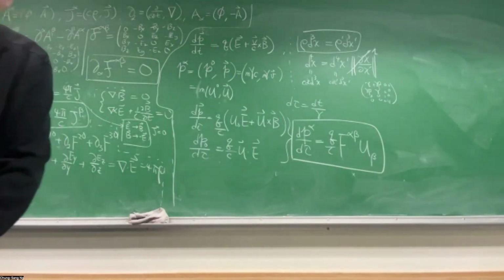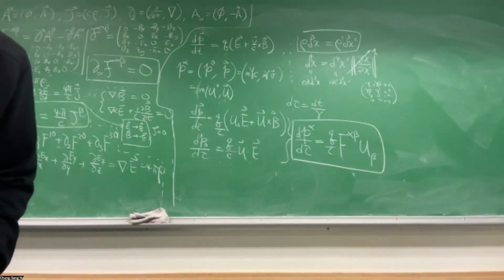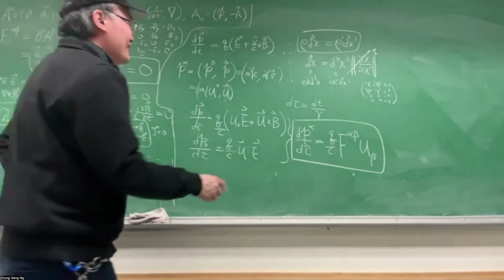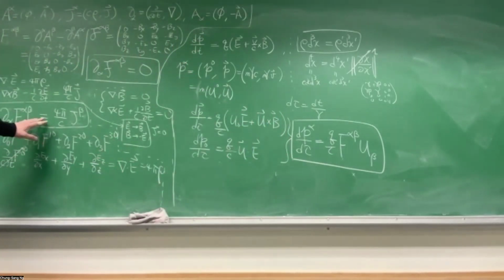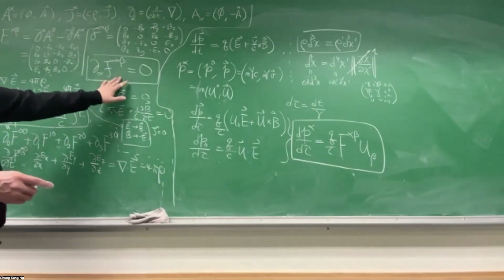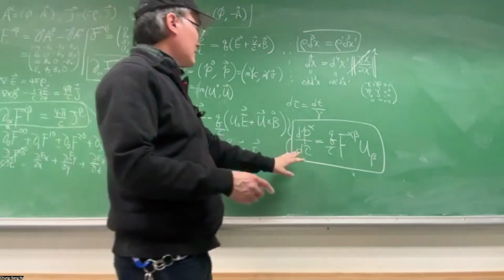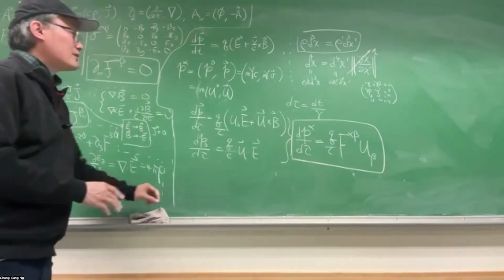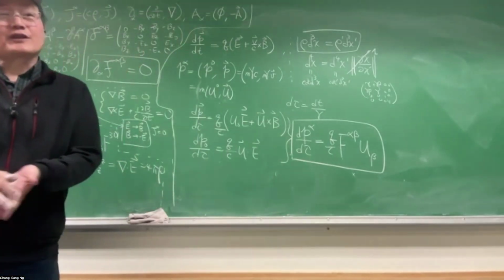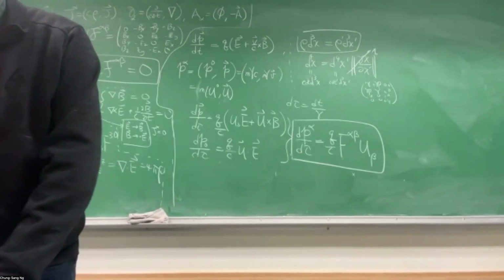Okay, so finally, I'm out of time, so that's why I'm rushing it. Okay, so finally we got everything. We got the Maxwell equation with source, the Maxwell equation without source, and the Lorentz force law. All these are now in covariant form. So all the electrodynamics equations are now in covariant form.